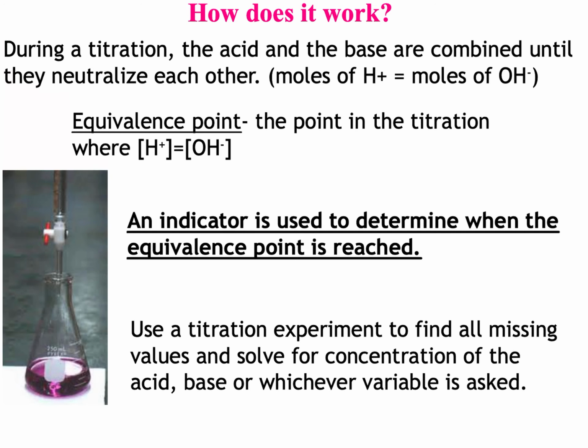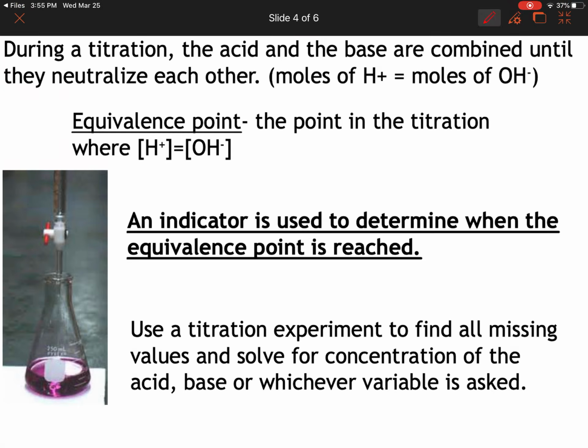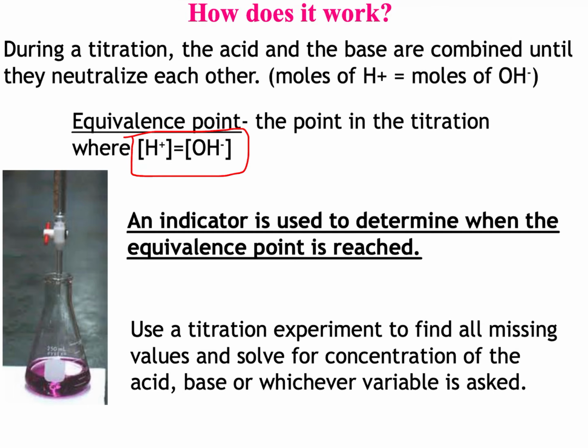And with this information, we can find all the missing values. We can solve for either the concentration of the acid, the concentration of the base, even the volume of the acid or base. But all it comes down to is the fact that H+ is going to be equal to OH-, right? It's a neutralization reaction. They're balancing each other out.